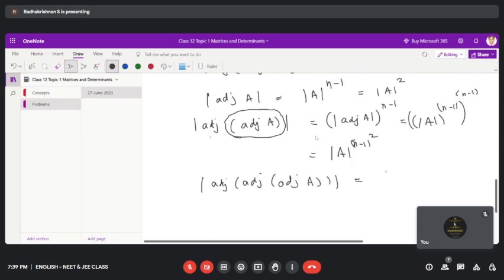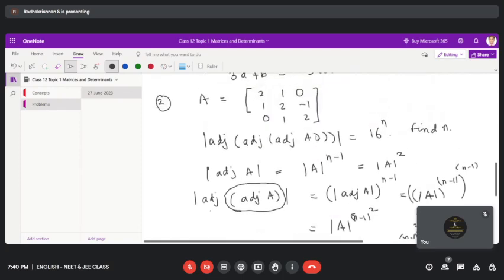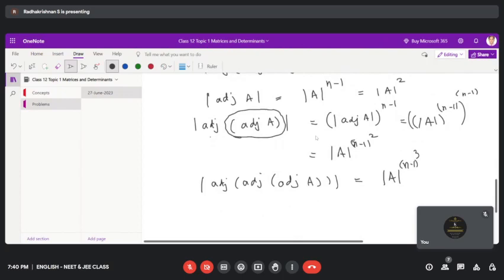What will this be? Determinant of A to the power of n minus 1 cube. That's all. So this is a formula that you need to know. Adj adj adj A is determinant A to the power of n minus 1 cube. Since A is given, you can easily determine determinant of A. And here n minus 1 is 2, right?